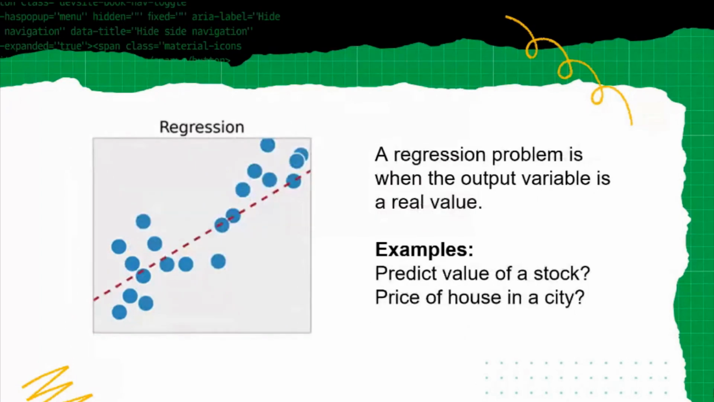Similarly, we have regression problems, like predicting the value of a stock or the price of a house in a city. So we have an output variable which is continuous in nature. Continuous in nature, it will be numerical and it can have any value, a real value basically.